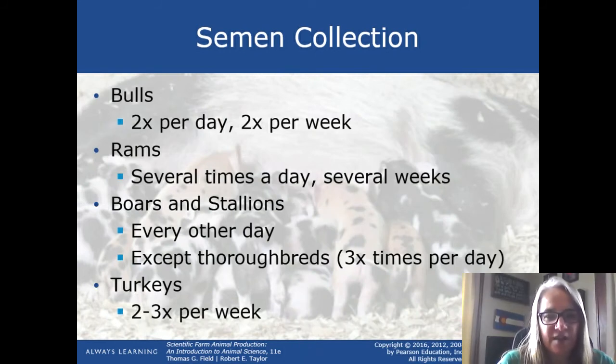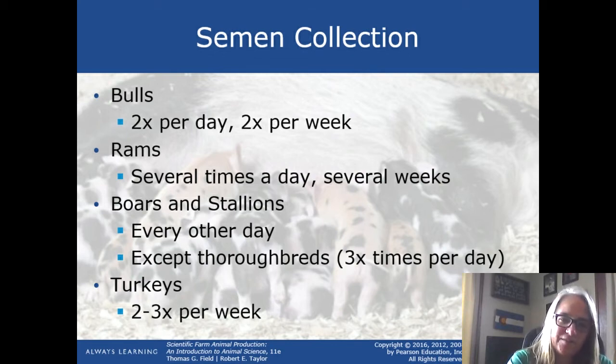Now, the number of times per day that a breeding male is collected greatly affects the viability of their semen. If they're collected too often, we find a dramatic decline in the semen viability, and that definitely changes the value of the semen. Bulls can be collected twice per day, 2 times per week. We see rams need to spread that out just a little bit more, several times a day, but several weeks time in between for rest time. And then boars and stallions is more of an every other day sort of schedule.